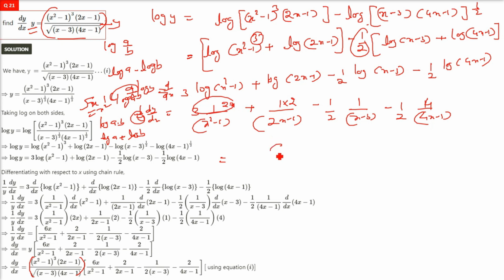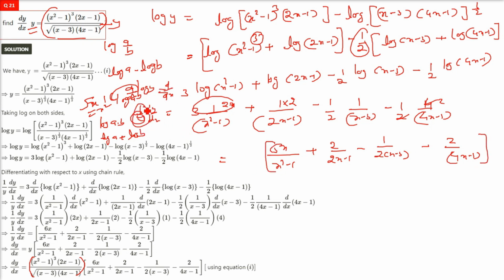You get 6x divided by x squared minus 1 first, plus 2 divided by 2x minus 1, and then minus 1 by twice of x minus 3, minus twice of 2 divided by 4x minus 1. This is your whole result. This is the result. And what is the other thing?